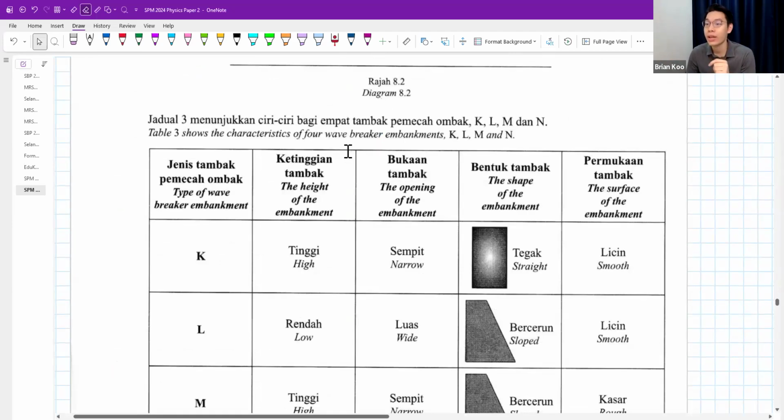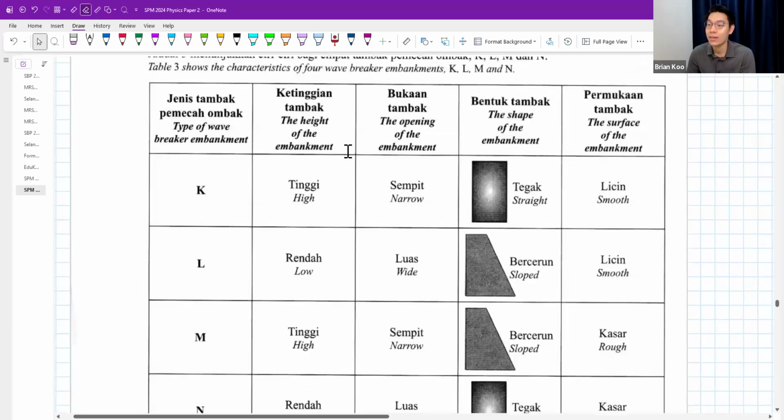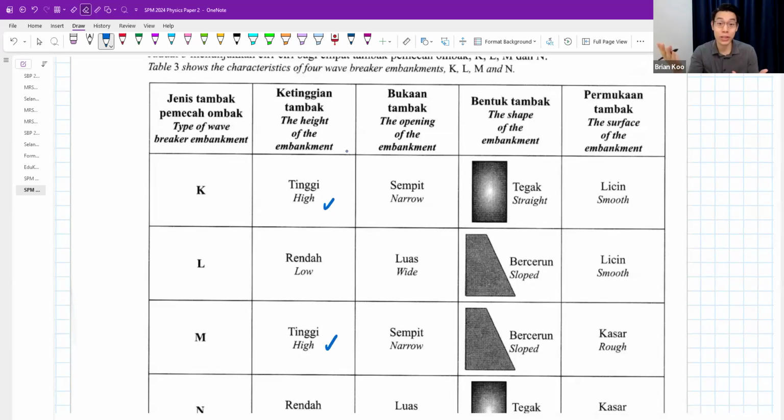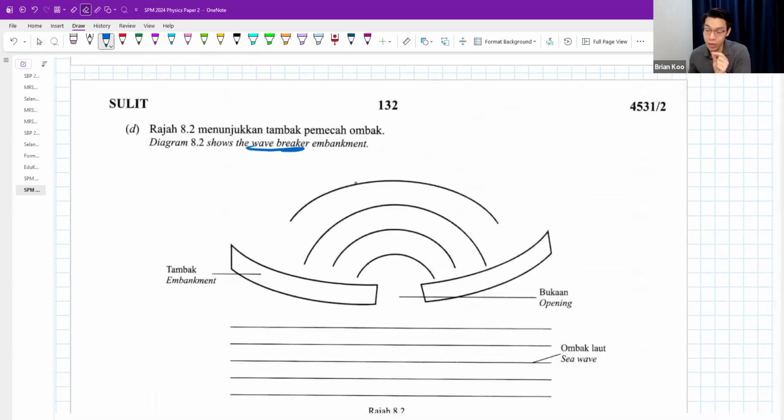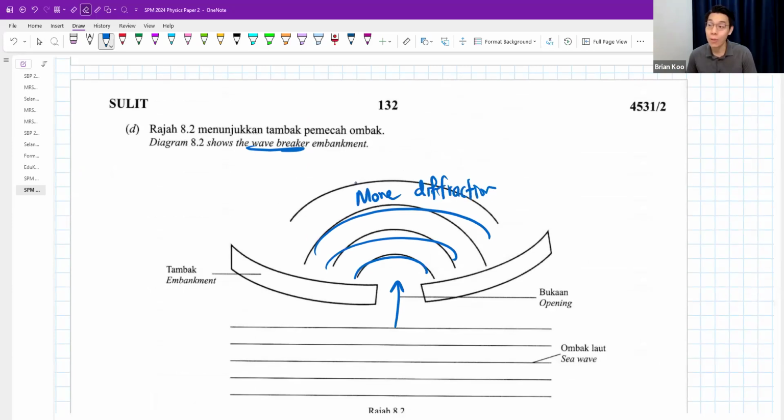So you have 4 different wave breaker embankments. The height must be high, right? If it's not high, it's not going to be able to block the waves. The opening must be narrow, because a small opening means I can reduce the amount of waves that can pass through. And do you notice the wave will spread more? It'll be more curvy, more circular. I want more diffraction. I want it to spread more. I want it to be weaker or have lower energy.